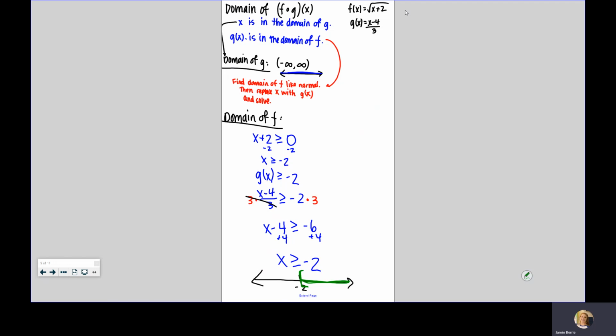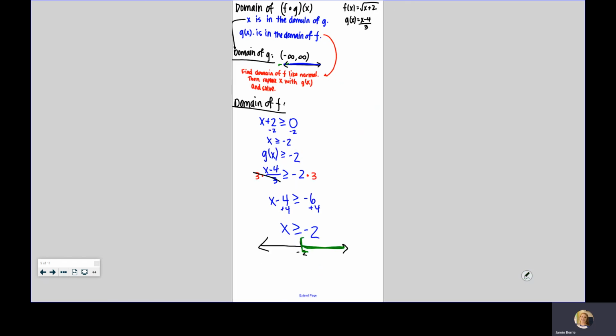We're almost done, I promise. This was probably the hardest problem of the whole section. All right, so now we've got to just combine the domains. So take into consideration anything we need to leave out of G. Everything was fine in G, so nothing to consider there. So we just have to worry about the domain of F in this example.